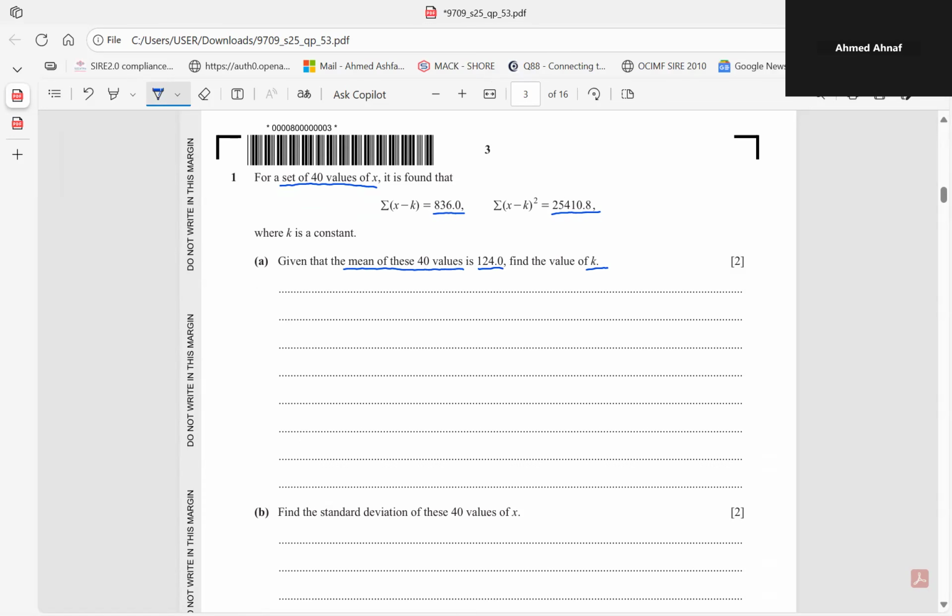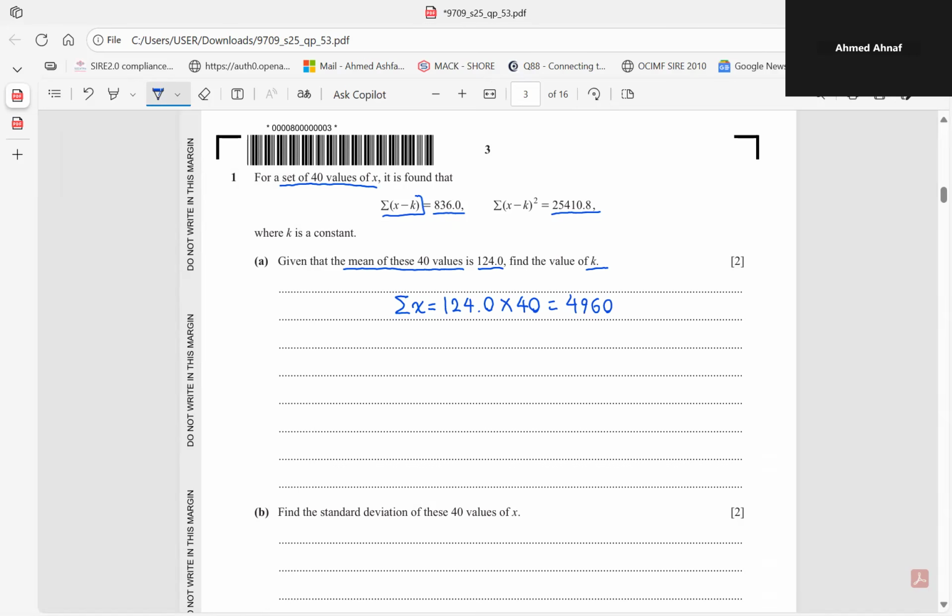Okay, so in order to do this, we can find the sum of x first by multiplying the mean by 40. So this will give us sigma x. So we get 4960.